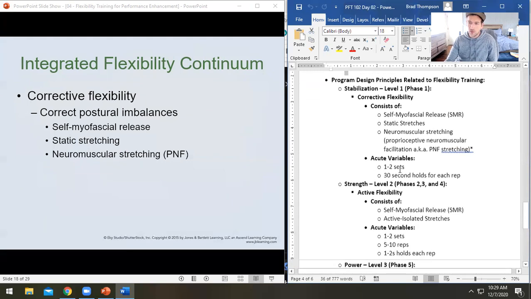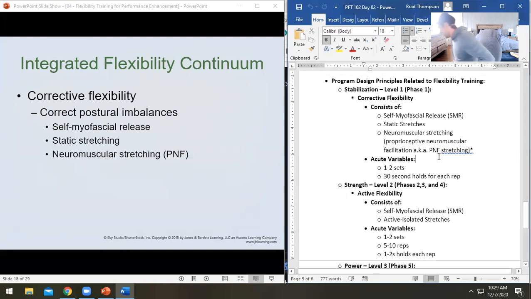You've probably done this if you've ever played sports. I'll do this. So you would take yourself into a stretch, or someone would take you into a stretch. And you would hold that for 20 to 30 seconds. So there's your autogenic inhibition, because you're doing a long, slow stretch.